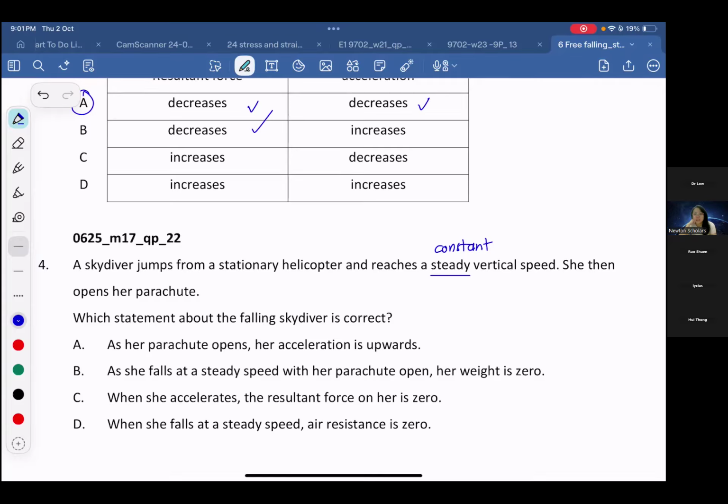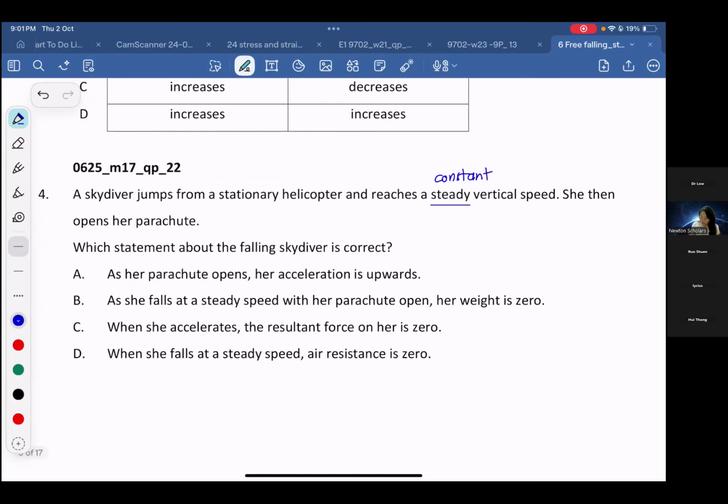Megan, correct. Good job. How about the others? We look from D first. Fall with steady speed means constant speed. When constant speed, air resistance is 0? Wrong. When constant speed, air resistance should equal your weight. It's not 0. It should equal your weight.